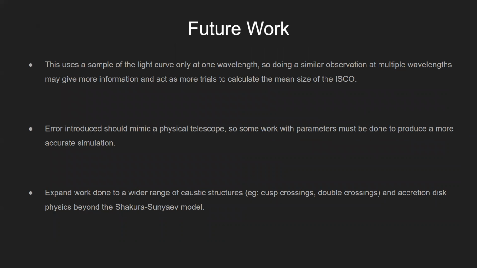We can introduce error which mimics a physical telescope as opposed to that of just random Gaussian noise, to produce a more accurate simulation. And we can expand the work done to a wider range of caustic structures, such as cusp or double crossings, as well as look beyond the accretion disk physics of the Shakura-Sunyaev model.